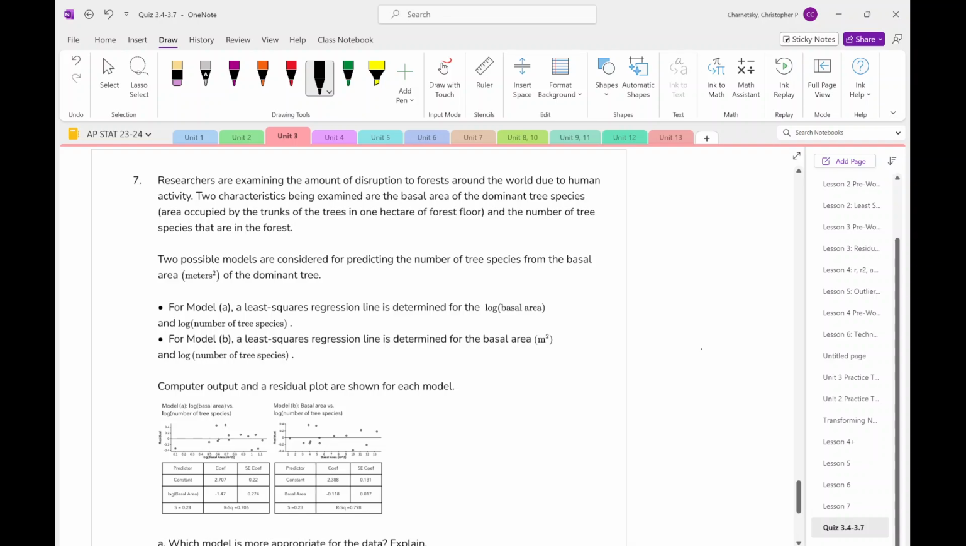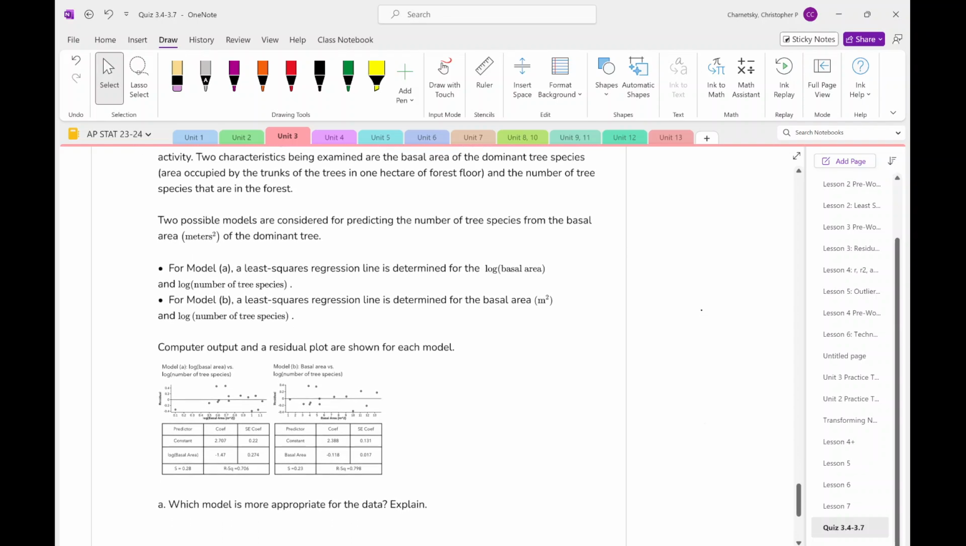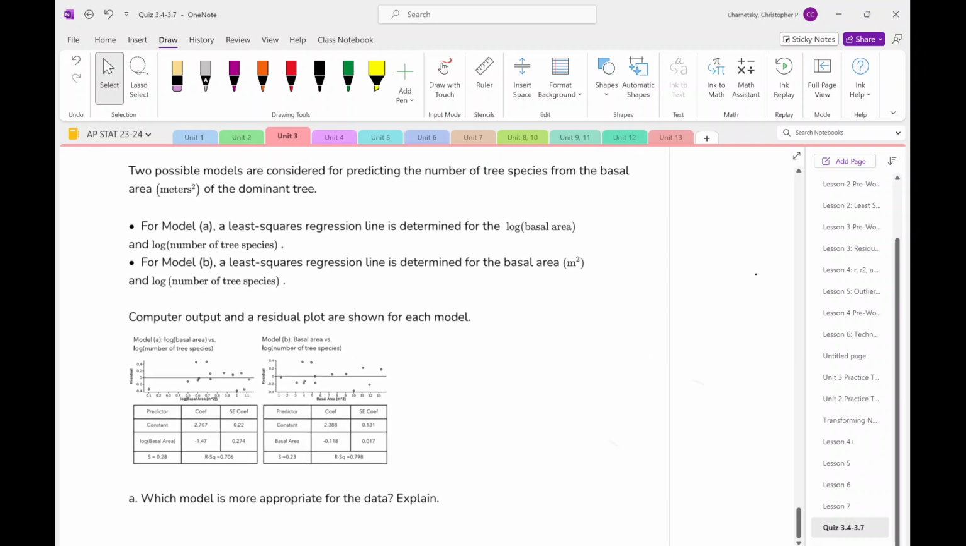Okay, question number 7. Researchers are examining the amount of disruption to forests around the world due to human activity. Two characteristics being examined are the basal area of the dominant tree species and the number of tree species. So similar to question 6. Two possible models are considered for predicting the number of tree species based on the basal area of the dominant tree.